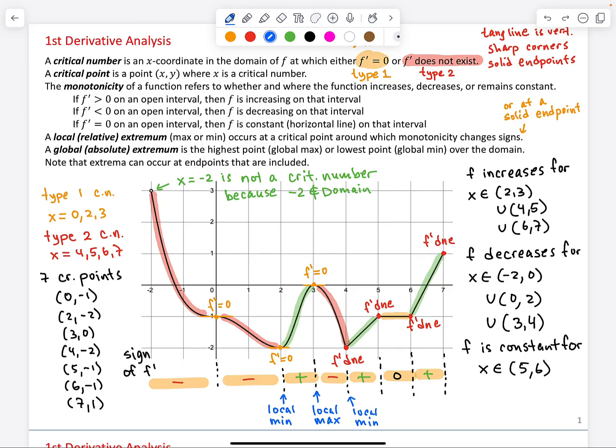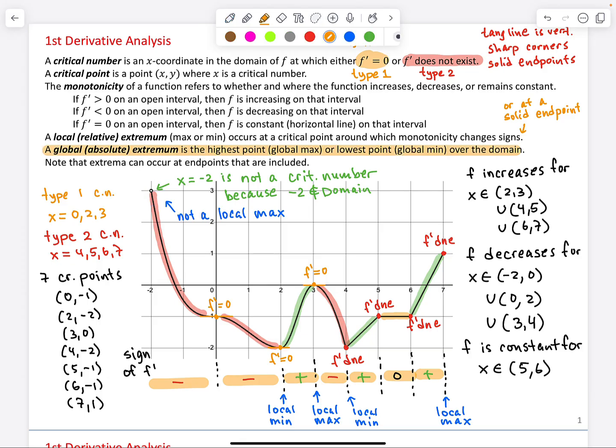And then at a solid endpoint, the function increased to this solid endpoint. So we do get to characterize this right endpoint as a local max. It is higher than all of the points immediately next to it. And we can only look to the left of it because there are no points to the right of it. Now this point on the left does not exist. It is not a local max because there is no point there.